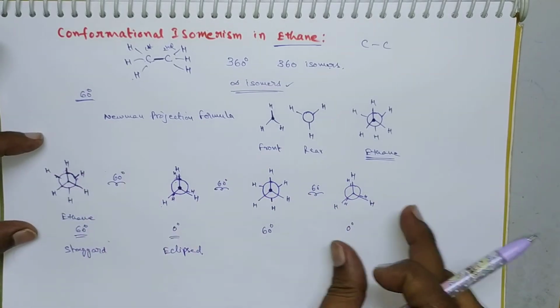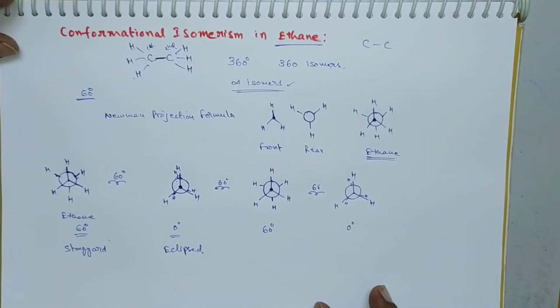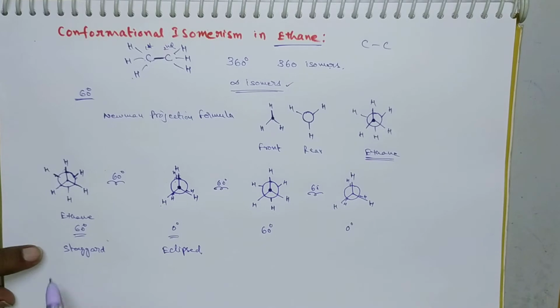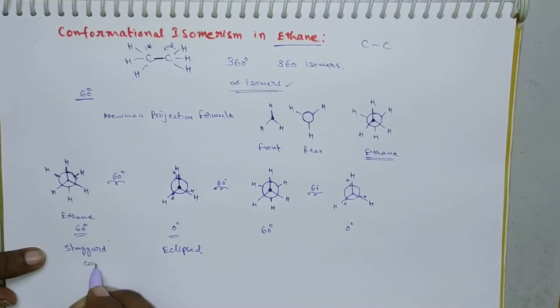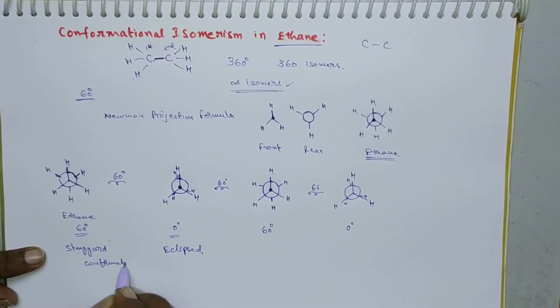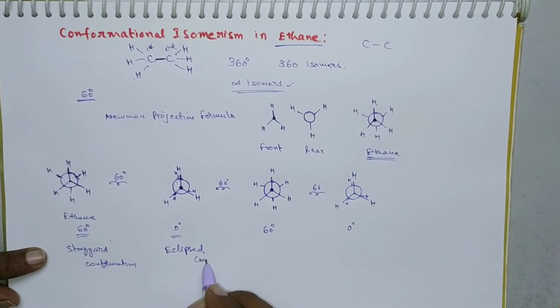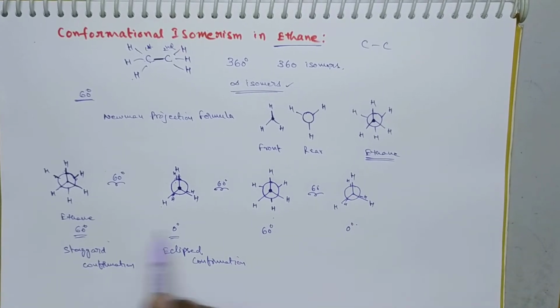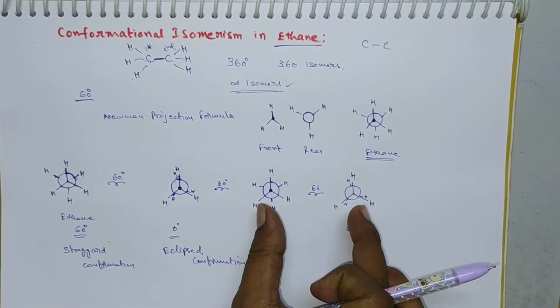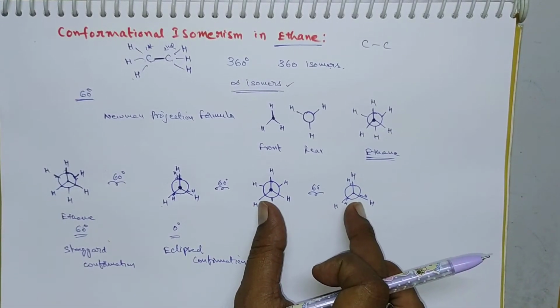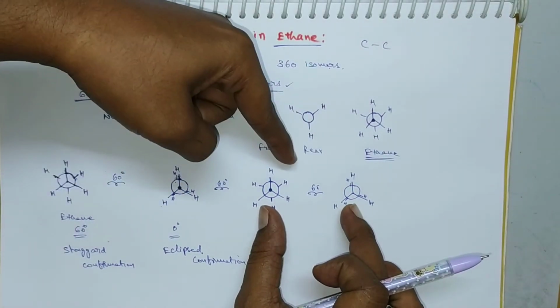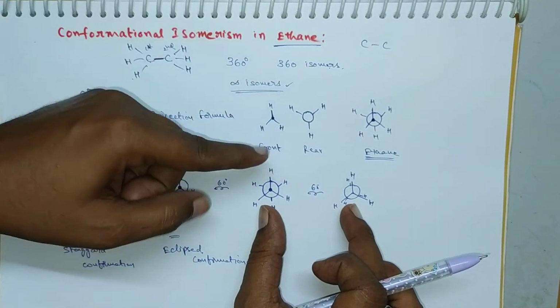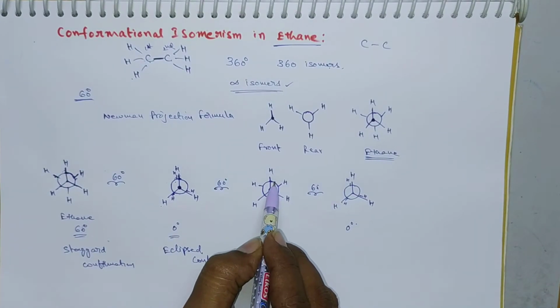So all these are the different conformational isomers of ethane. This is called the staggered conformation, and this is called the eclipsed conformation. This is again the staggered conformation, then the eclipsed conformation. Likewise we get several isomers for each rotation of 60 degrees. If you take a point in between these two structures and rotate 30 degrees, we get another structure, in which the hydrogens are present at a 30 degree separation.